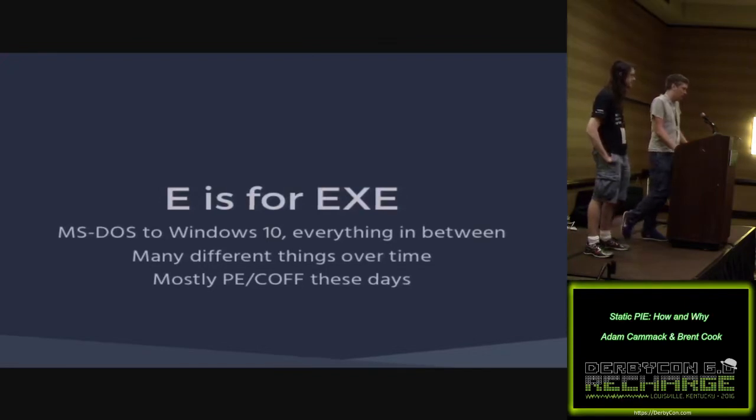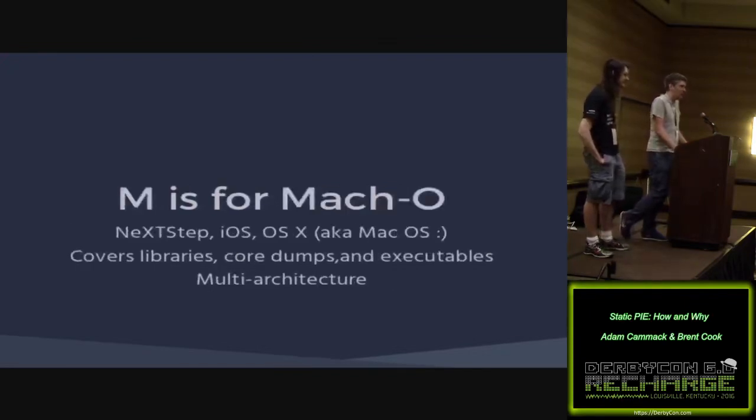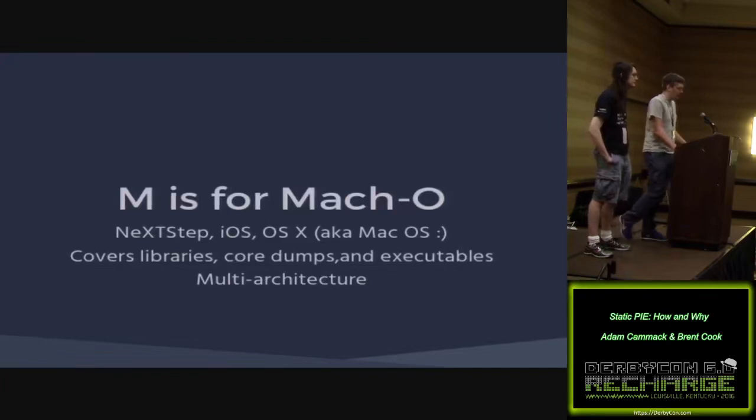M is for Mach-O. So Mach-O is what you find in basically everything from Apple. They basically invented their own ecosystem of linkers and libraries and core dump file formats and all that kind of stuff. One of the neat things about it is it's easy to make a multi-architecture binary. And so this is basically how Apple was able to go from PowerPC to x86 to back to ARM, and where they're going to go next. Maybe it's going to be S390 or something like that.